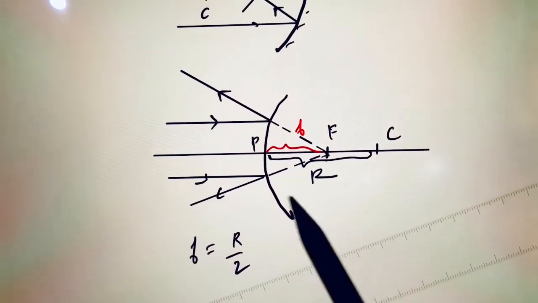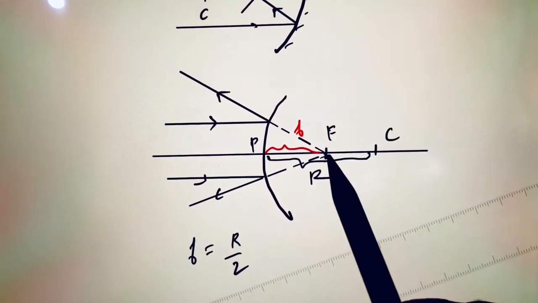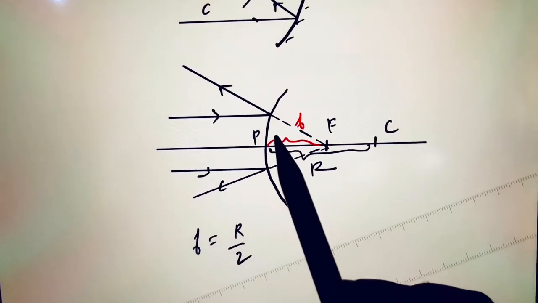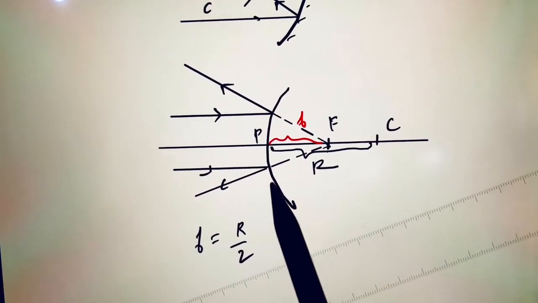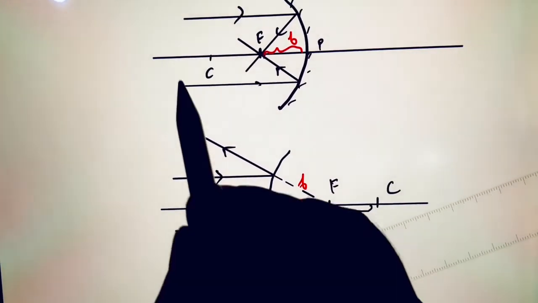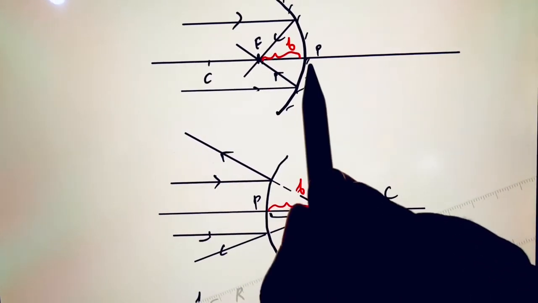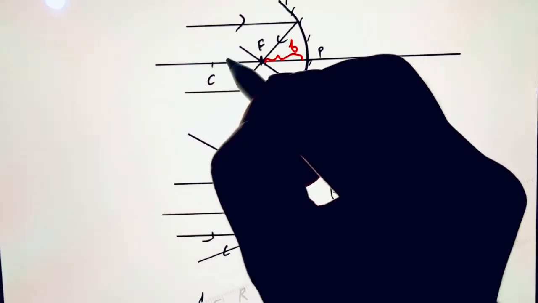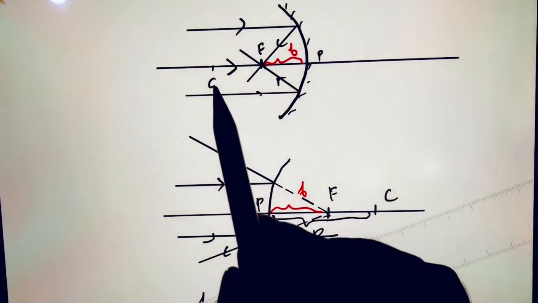Similarly, for a convex mirror also, we have the focus here, where the rays of light appear to diverge away from after reflection. One final point that we can remember is that if you look at this principal axis, you will have a ray of light along the principal axis also.